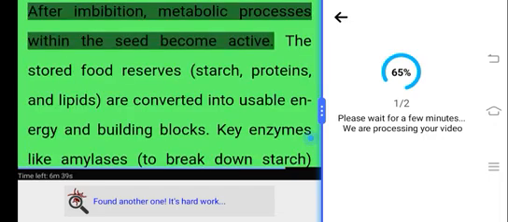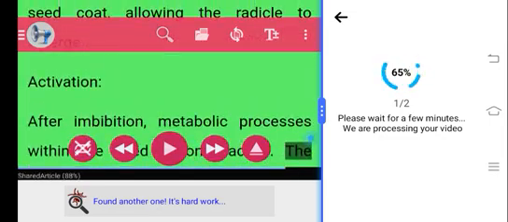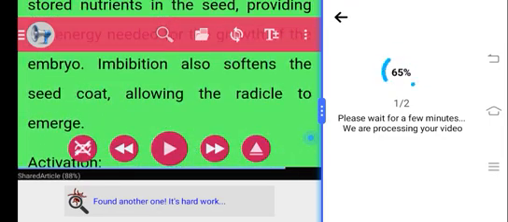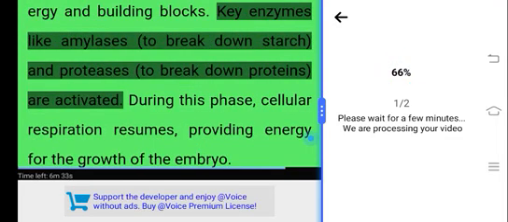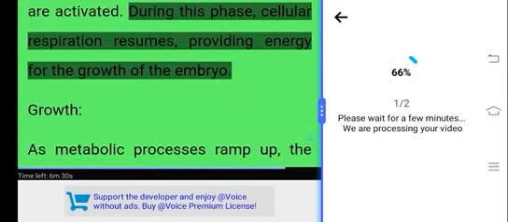Activation. After imbibition, metabolic processes within the seed become active. The stored food reserves, starch, proteins, and lipids, are converted into usable energy and building blocks. Key enzymes like amylases to break down starch and proteases to break down proteins are activated. During this phase, cellular respiration resumes, providing energy for the growth of the embryo.